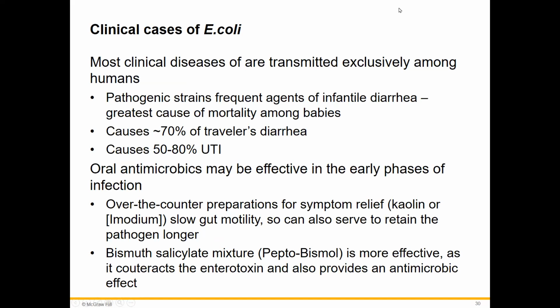The majority of clinical disease is transmitted among humans. Pathologic strains, we can see infantile diarrhea is the greatest cause of mortality among babies. It's a 70% cause of traveler's diarrhea, and it's about 50 to 80% cause of a traditional UTI. So it's commonly seen in conditions that aren't deadly, but it's a common pathogen that we will see and encounter.